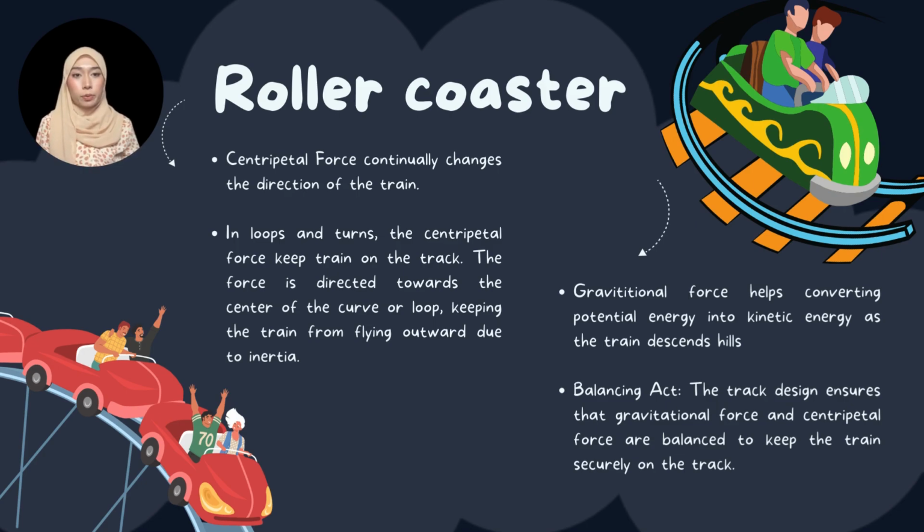Gravity constantly pulls the train downwards toward the Earth, and this force is a key player in converting potential energy to kinetic energy as the train moves toward the hills. The third is a balancing act. The track design ensures that the gravitational force and centripetal force are balanced to keep the train securely on the track.